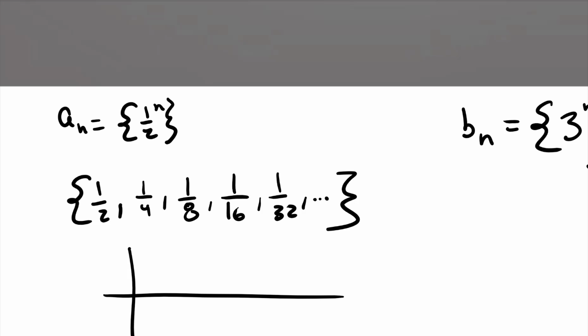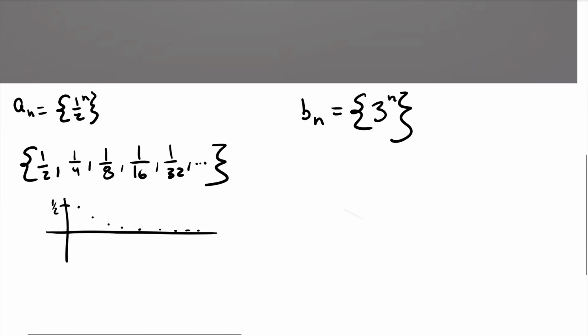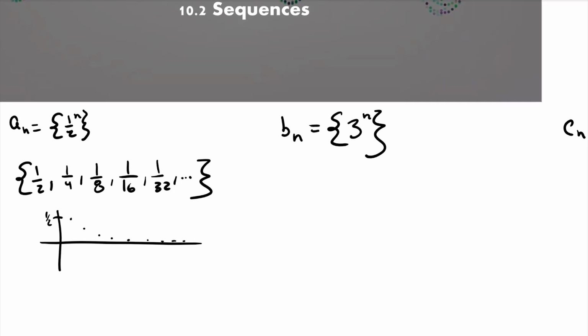I think it's doing one of these. If this is a half, a fourth, an eighth, a 16th, a 32nd, does it look like it's going towards something? Yeah, it looks like it's converging to 0. Well, what about b to the n? You think that one's going to converge to a number? Let's try. Let's plug it in.